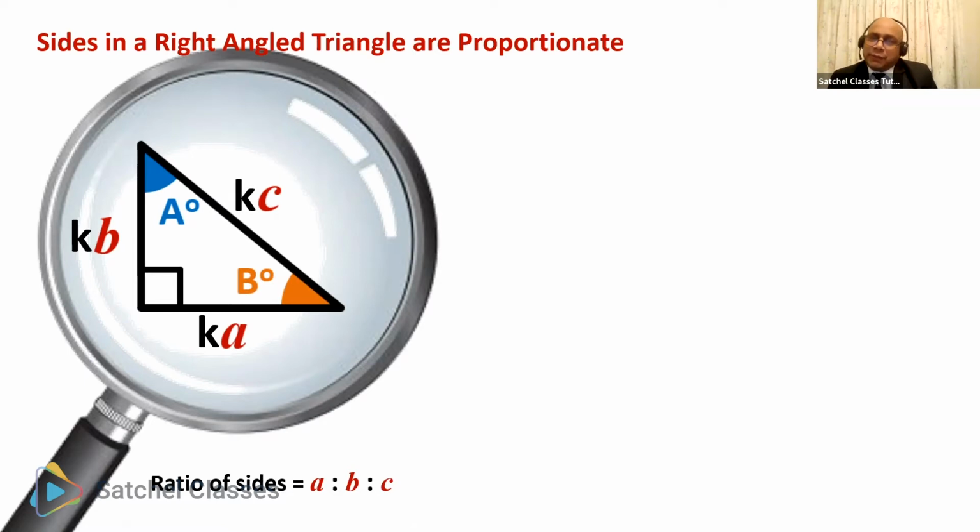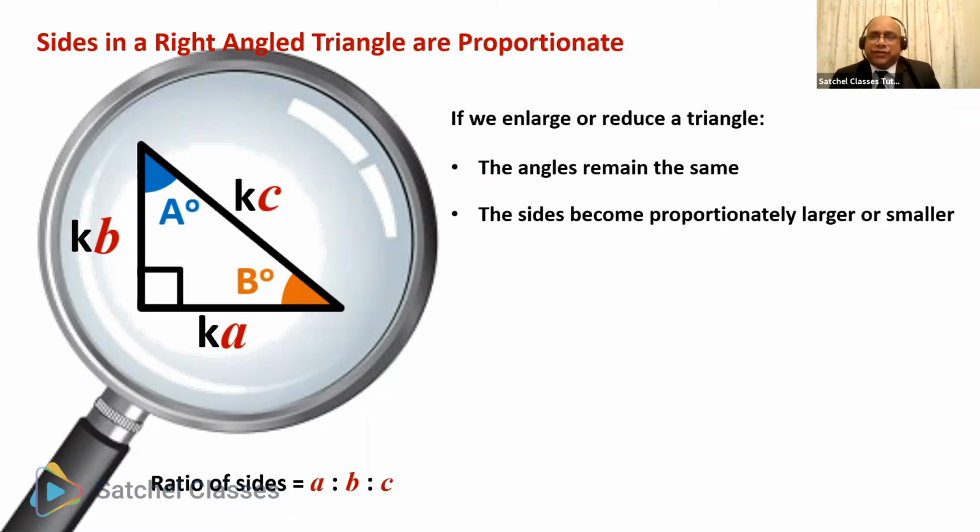However, the sides may increase or decrease proportionately. So all the sides get multiplied by the same factor, which in this case is k. Correct? So that's a basic rule. If we enlarge or reduce a triangle, the angles would always remain the same, but the sides may become proportionately larger or smaller. So what is the ratio of the sides in this big triangle now? The ratio of the sides is ka is to kb is to kc. Because k is the common factor across all the ratios, I can divide by that and simplify it to A is to B is to C, which was the same as we had before we enlarged the triangle, right?